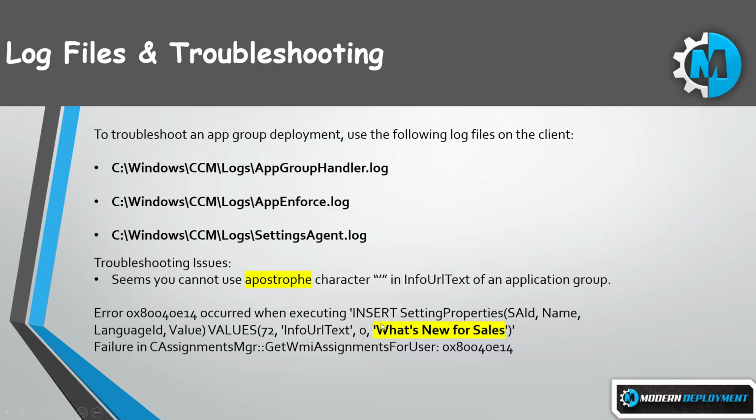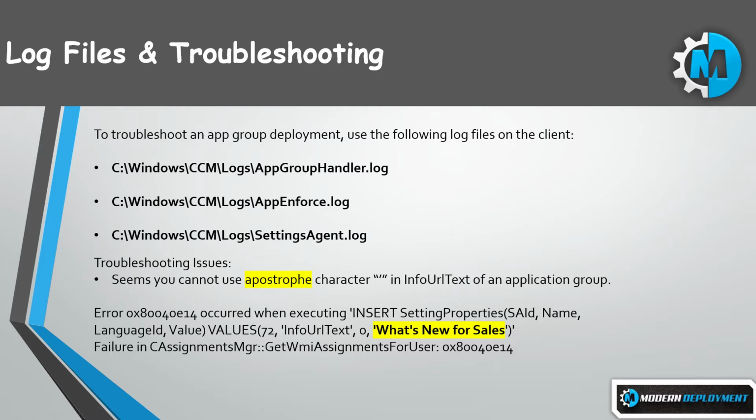I noticed that if you use an apostrophe character within the description when you're creating the application group, all of the application groups that you've deployed before will not show up in Software Center. So that's very strange. So apparently it looks like when it aggregates the policy information for the app group, when it gets to anything that has the apostrophe character, and there's probably other characters that SCCM doesn't like.